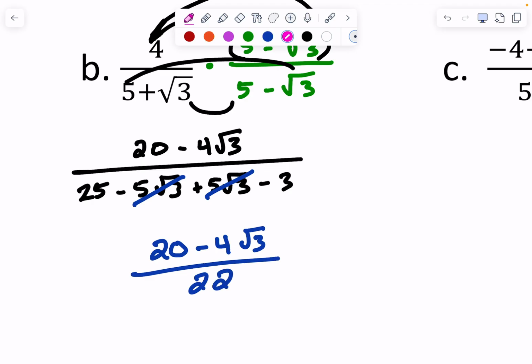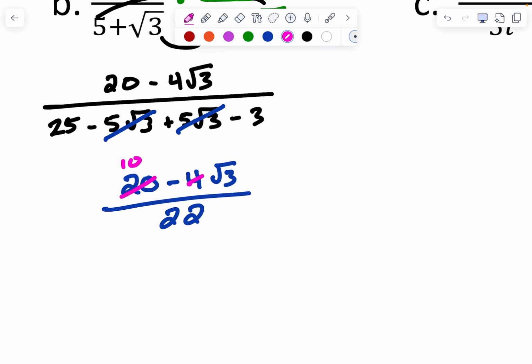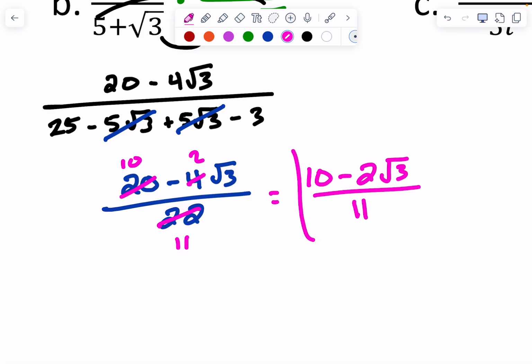Anything else? I can divide everything by 2, right? Divide by 2, divide by 2, divide by 2. So I've got 10 minus 2 square roots of 3 all over 11. Beautiful. Good? Happy with that? Damn, we're smart.